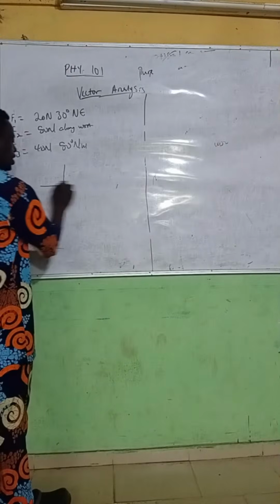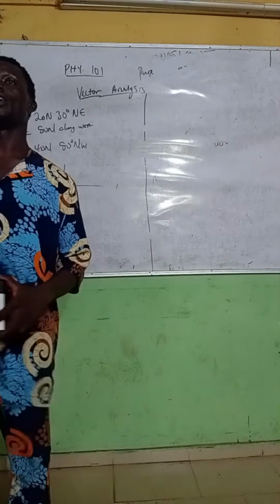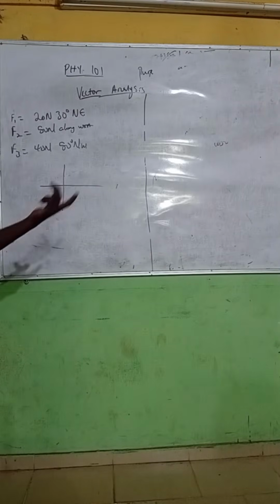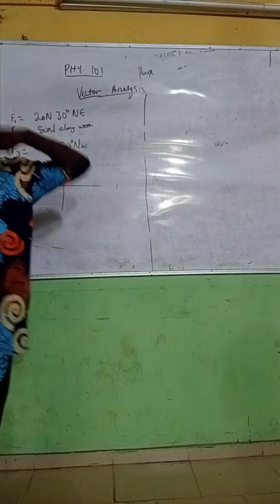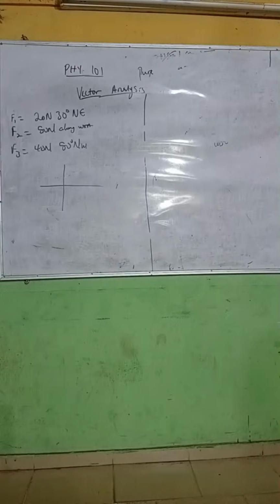For our F1, 20 Newton northeast. Whenever you say northeast, it means the angle is coming from where? North. And northeast can also be said to be east of north. East of north is the same thing as northeast. North of east is the same thing as east north. South of west is the same thing as west south. West of south is the same thing as southwest. Are we together? So whether east of north or northeast, the angle is coming from north.